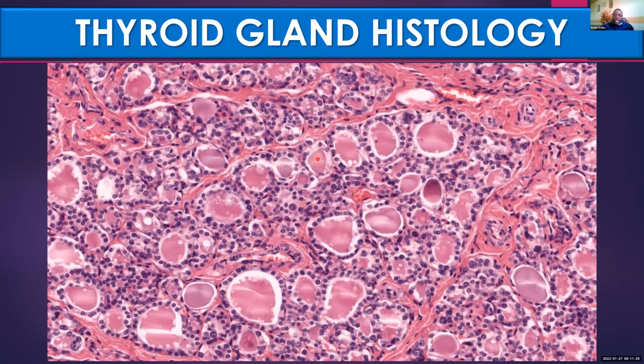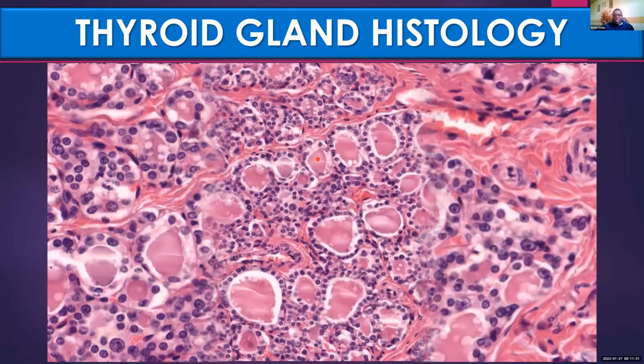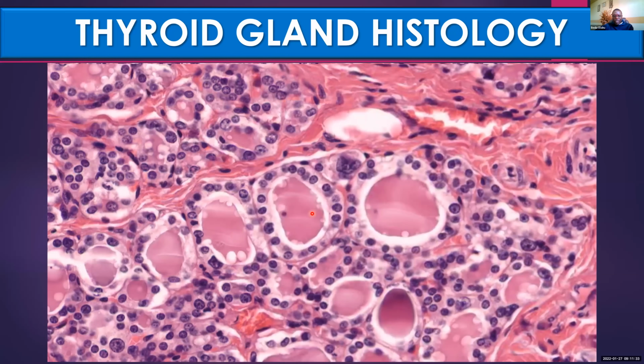That is what the parenchyma is made up of. Look at this one. That is a single follicle. That's the colloid material. So take note, the cells that surround the thyroid follicles are called follicular cells. These are the cells which surround the colloid. We call them follicular cells.